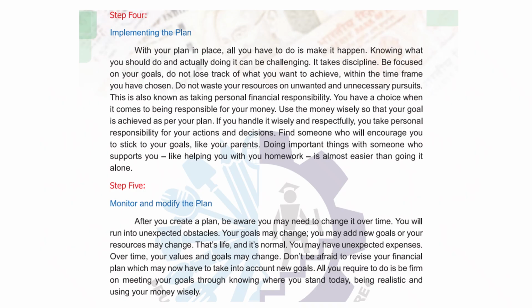Then we come to step 4, that is implementing the plan. So, with your plan in place, all you have to do is make it happen. Knowing what you should do and actually doing it can be challenging. It takes discipline. Be focused on your goals, do not lose track of what you want to achieve within the time frame you have chosen. Don't waste your resources on unwanted and unnecessary pursuits. This is also known as taking personal financial responsibility. You have a choice when it comes to being responsible for your money. Use the money wisely so that your goal is achieved as per your plan.